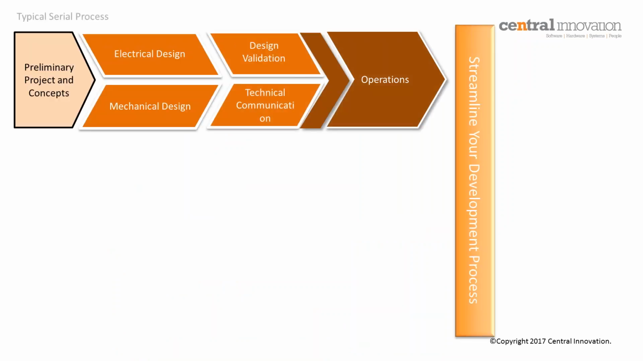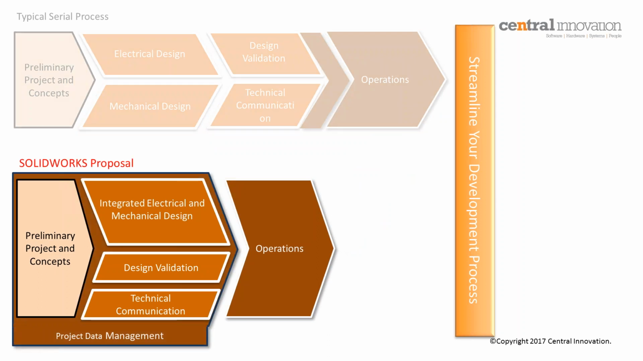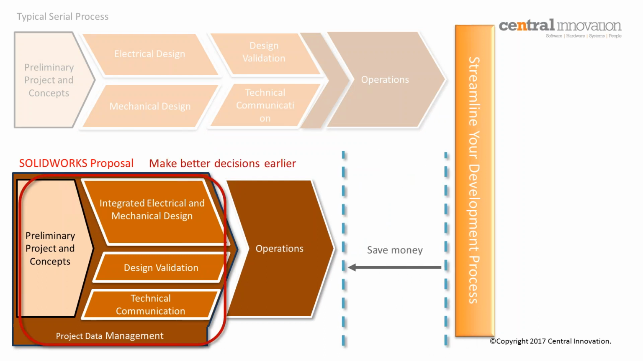If you look at the typical serial procedure in a traditional process, all the design concepts are coming to electrical design or mechanical design. Then after that, we do the design validation and technical communication, and then we go for operation. But with the SolidWorks proposal, the design stage, design validation stage, technical communication, and also, on top, product data management are happening in parallel. And this is exactly where we're saving time and money. So for that very obvious reason of cost, time, and resources, if we can have a tool or facility to shortcut and convert the serial process to a parallel process, we are the winner. So that's why we need simulation.